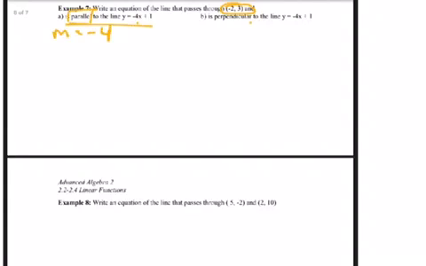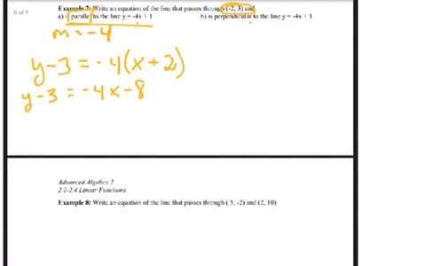Okay, so if the slope is negative 4 and I'm using the point negative 2, 3, I have y minus y1, which is 3, equals negative 4 times x minus negative 2, which becomes x plus 2. If I wanted to, I could solve it for y. So that would give me, if I add 3 to both sides, negative 4x minus 5.